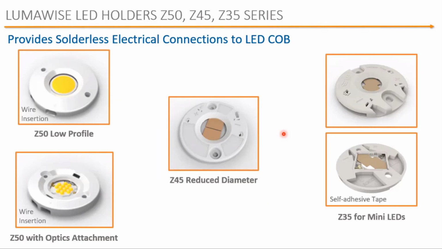Here you can see a couple of the different solutions which TE has for the LED chip on board. They're all customizable. It's a flexible product platform to give reliable power connection and be able to contain a heat sink. Applications for this type of product, the LumaWise product and the chip on board, are downlights, spotlights, and track lights that you may have in your home. It's available in very low profile versions. There are versions which allow for optical attachments.